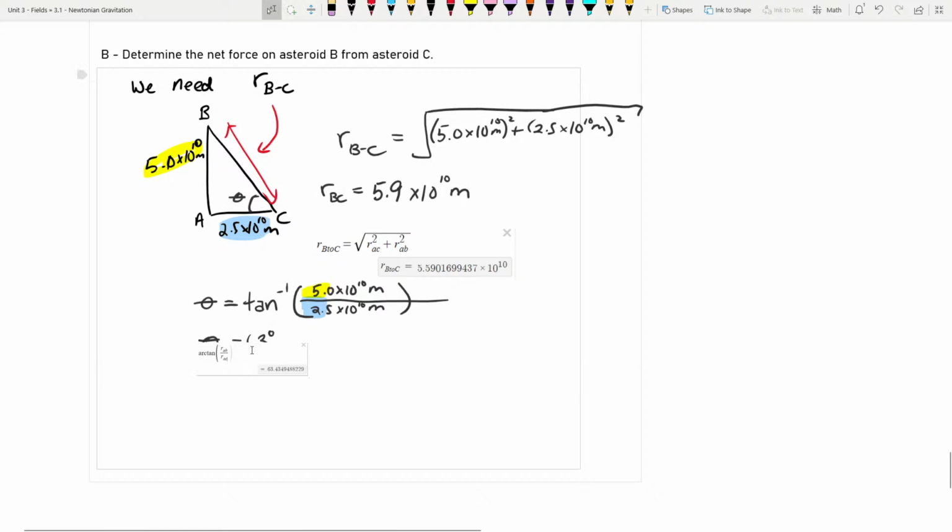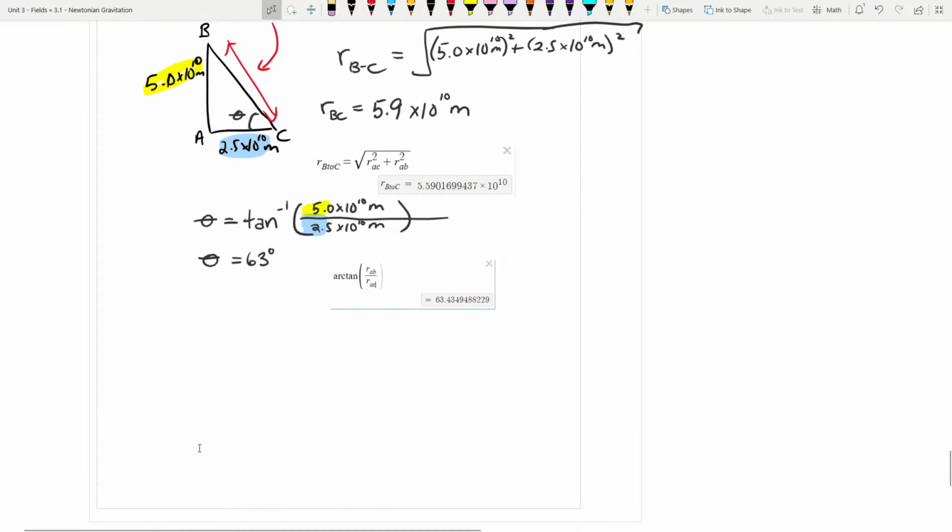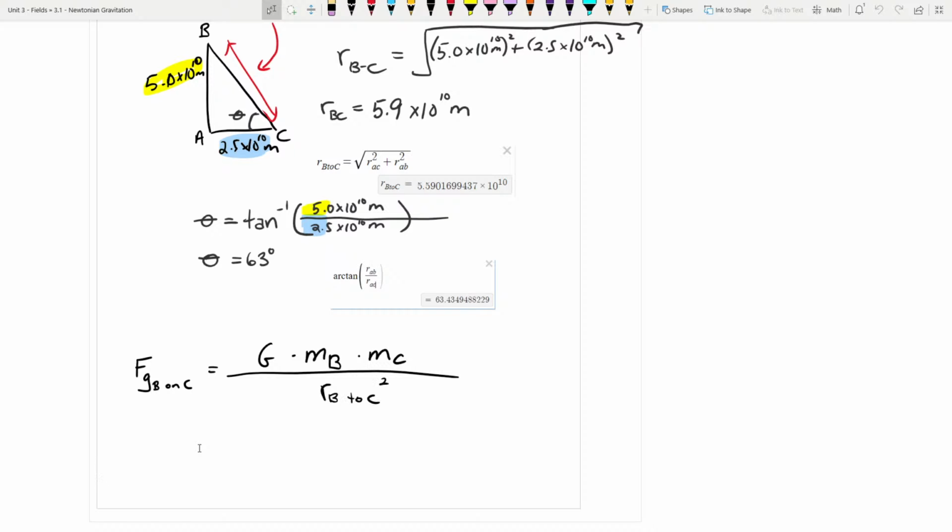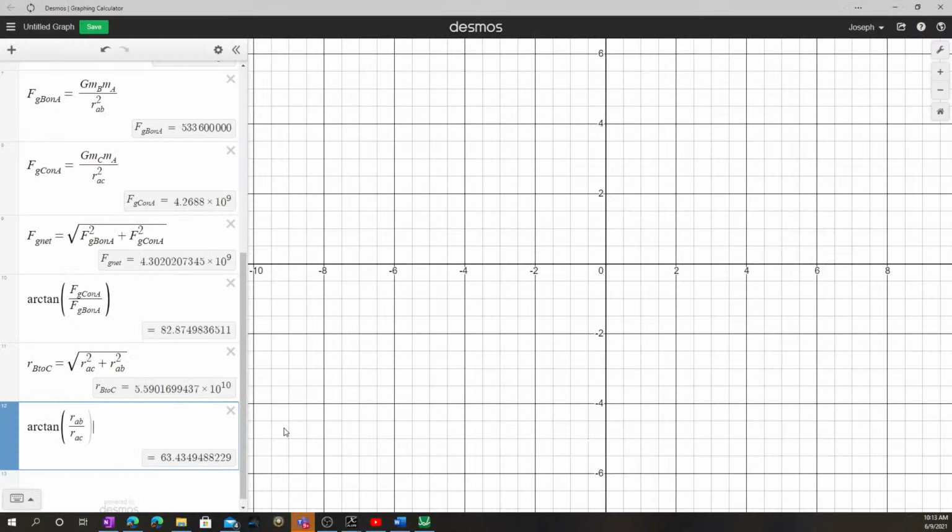Okay, and now we know the radius between them. Now to calculate the force is trivial. We just say, okay, the force due to gravity of B on C will just be the gravitational constant times the mass of B times the mass of C divided by the radius of B to C, and we have to square that. And let's do that.